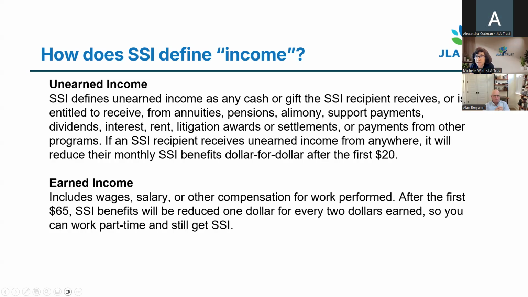So if a person gets unearned income, they will have their monthly SSI check reduced dollar for dollar after the first $20. Earned income is treated much more generously. So basically, the government has an incentive built in to encourage people with disabilities to work. After the first $65, SSI benefits are reduced $1 for every $2 earned. And you do have to provide pay stubs. There is an online application to make it a little easier than it used to be.